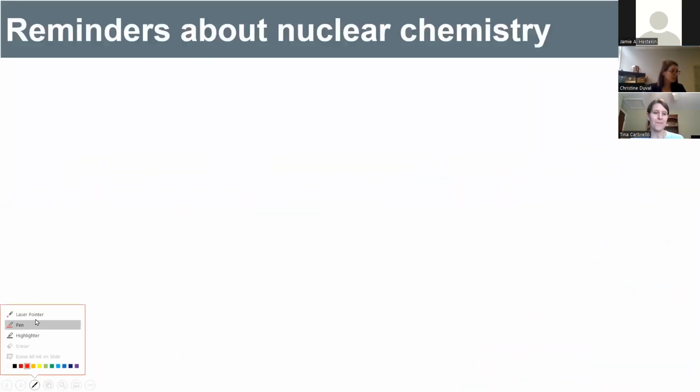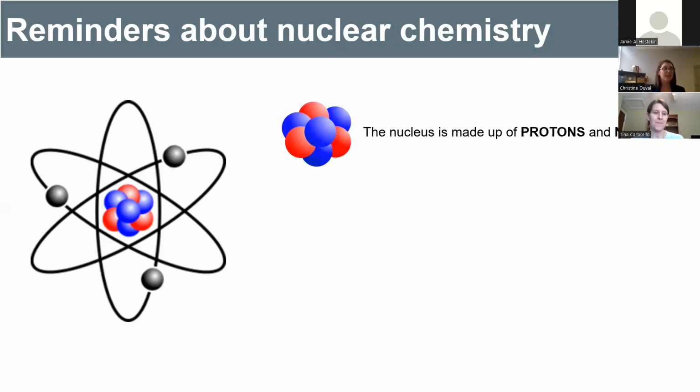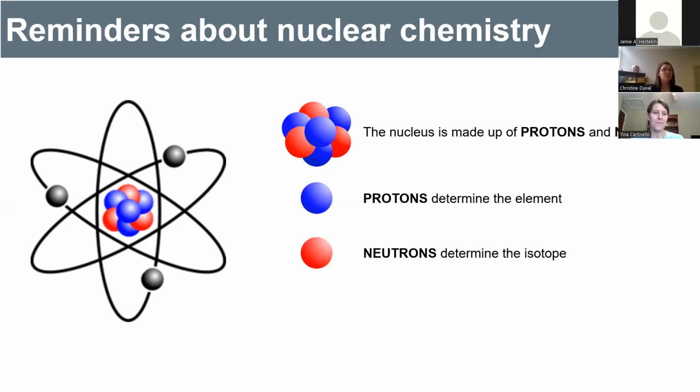There we go. Okay, so before we get started, I usually like to give a few reminders about nuclear chemistry. That way it's not a talk completely filled with jargon. So if we think about the model of our atom, we have our nucleus in the center and it's surrounded by electrons. Inside that nucleus is made up of protons and neutrons. Protons will determine the element, the neutrons will determine the isotope, right? And then the electrons will determine the oxidation state.